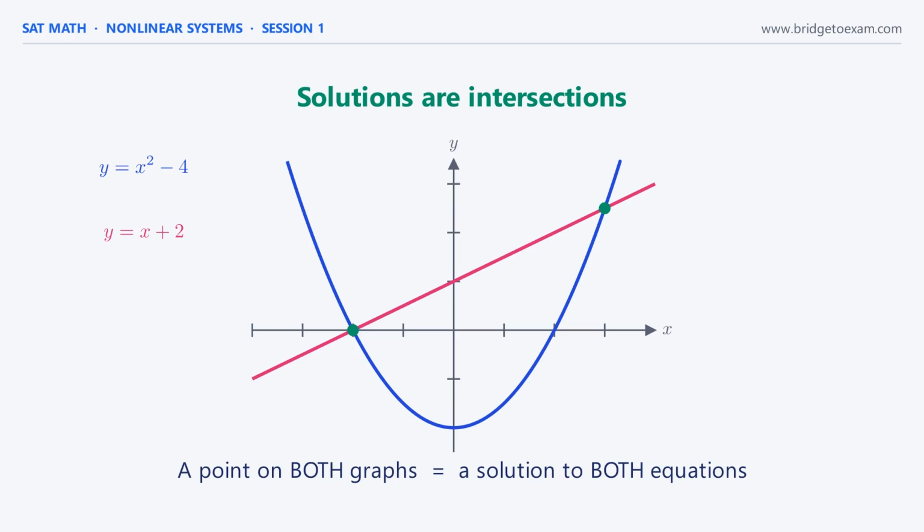So, solutions are intersections. Intersections are solutions. Those are two ways of saying the same thing. That's why every nonlinear system question is secretly a question about where two graphs meet. Hold on to that, because it explains everything else in this course.